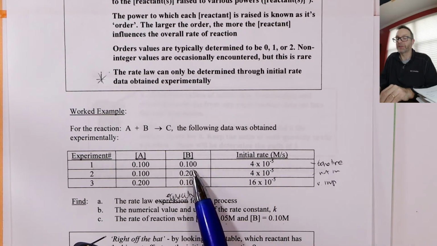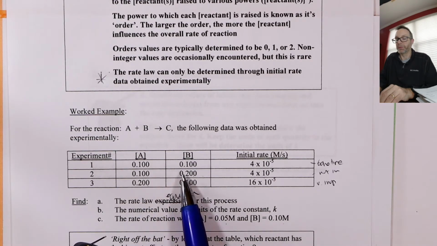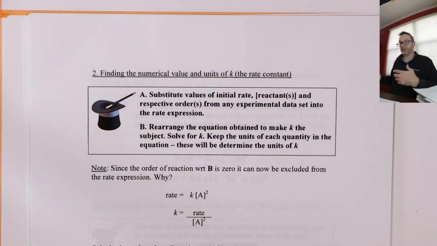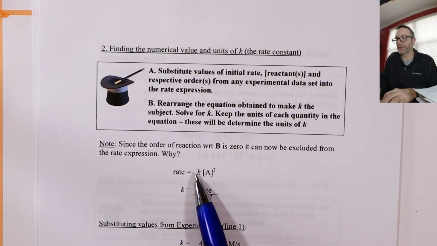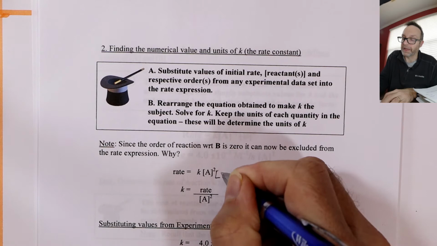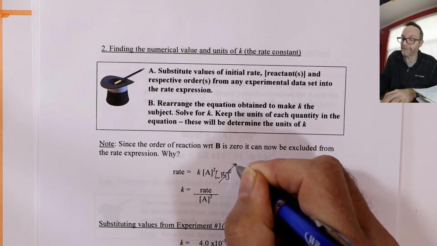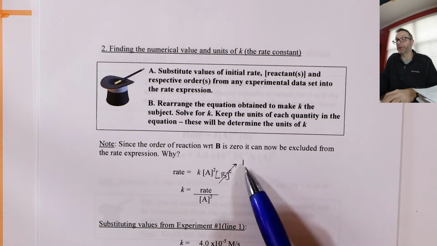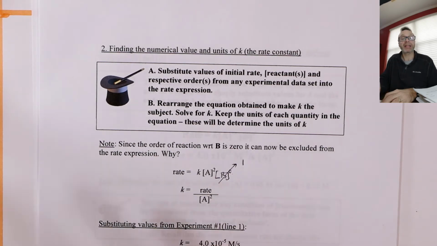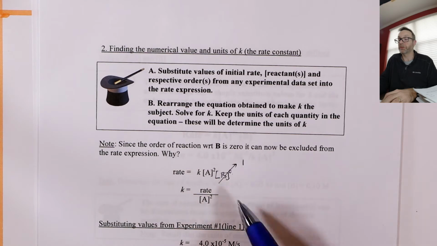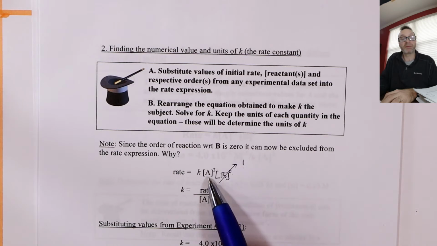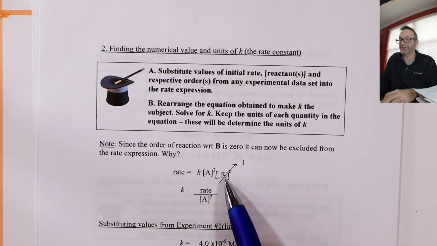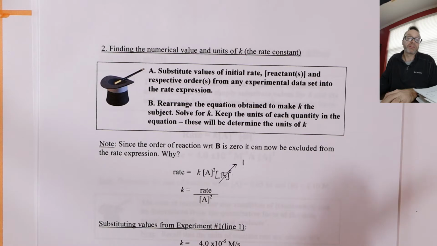So we have rate and concentration for experiment 1: 0.1, 0.1, and 4 times 10 to the minus 5 moles per liter per second. We just throw those in and rearrange. That's all we're going to do. So we're going to take the equation. Anything raised to the power 0 is 1. So if you've got any reactant raised to the power 0, just write it as 1, or just forget about it, because multiplying by 1 is the same thing. So this is the same rate equation we had before. It's just that B to the 0 is 1, so it doesn't even affect the math.